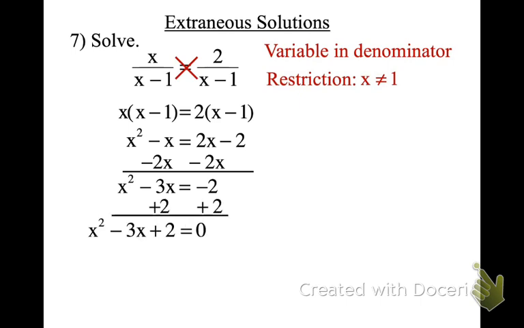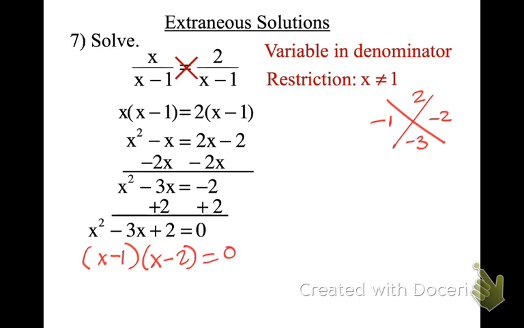Now, what multiplies to 2 and adds to -3? Negative 2 and negative 1. And so then we get x minus 1, x minus 2 equals 0. So here, x is going to equal 1, or x will equal 2. But it can't equal 1.